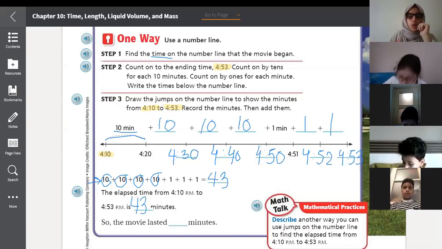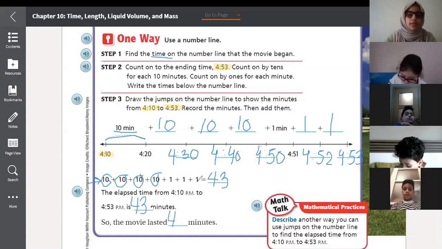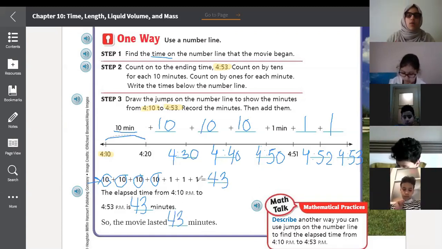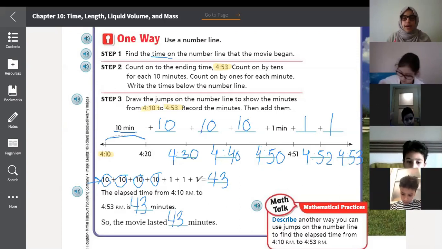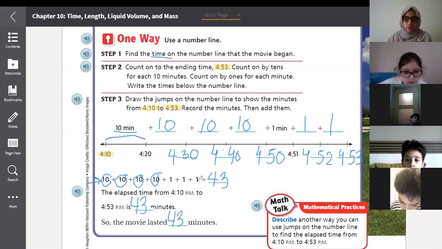So the movie lasted 43 minutes. So how long was the movie? The movie was 43 minutes because it started at 10 minutes after 4 or 4:10 and it ended 53 minutes after 4 or 4:53. Okay?